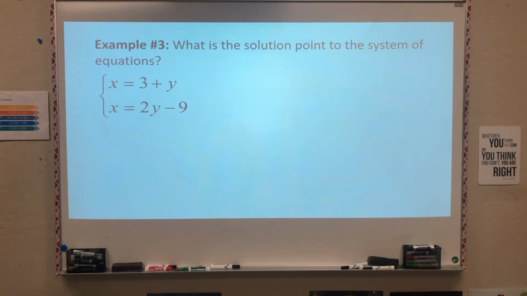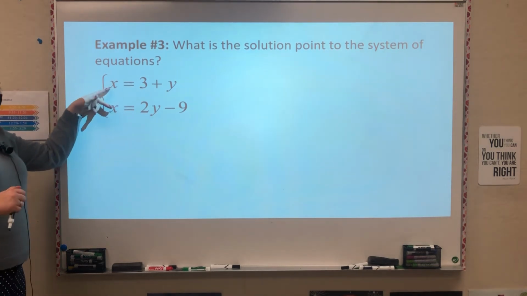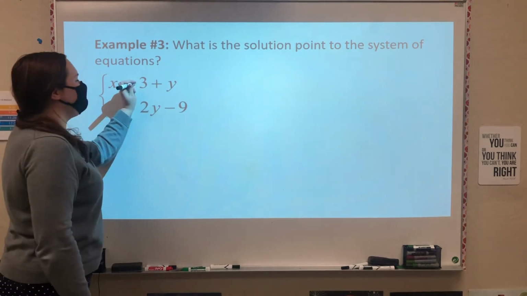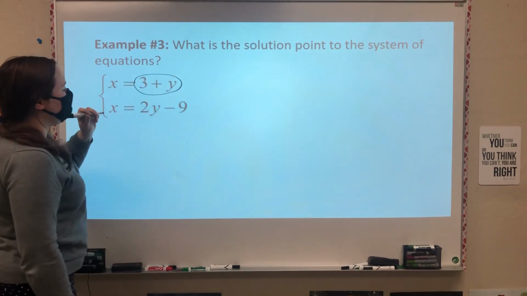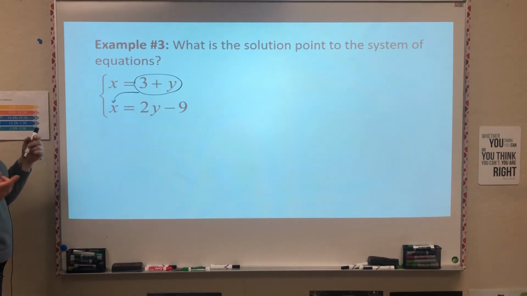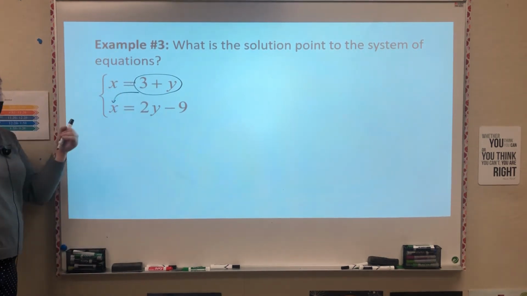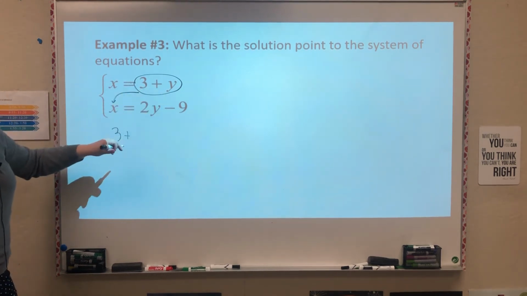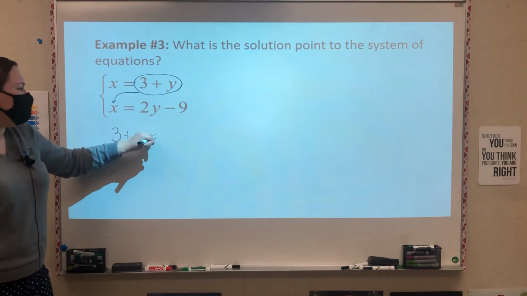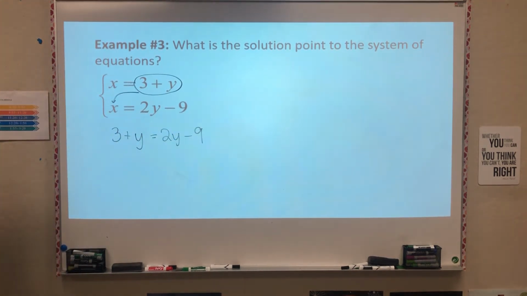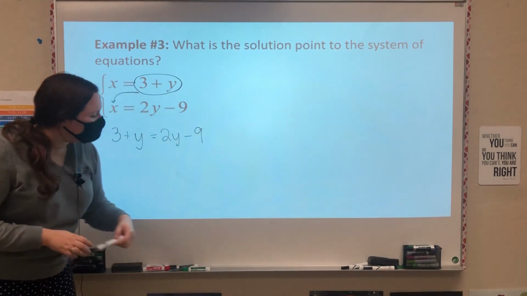Nice. So these systems here where you've got both of them equal to x can sometimes confuse students, but you did it great. So since x equals all of this, we could use all of this to substitute for x in our other equation. Another way to think of it is if they both equal x, they both equal each other. So you're just setting these two sides equal to each other. So you said 3 plus y equals 2y minus 9. So I've got that. What do you want to do next?